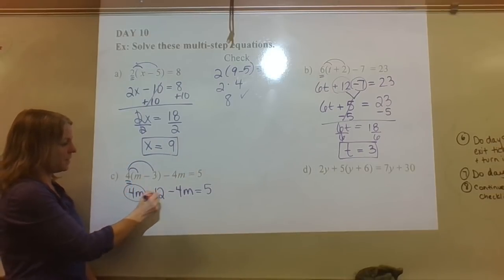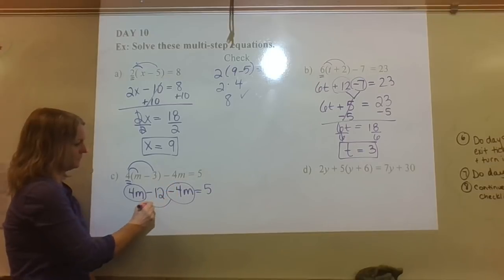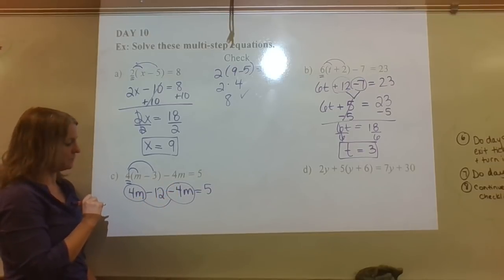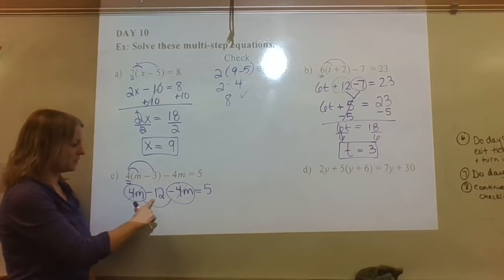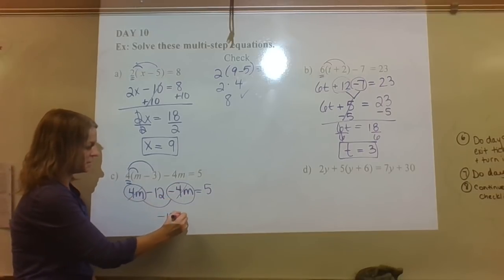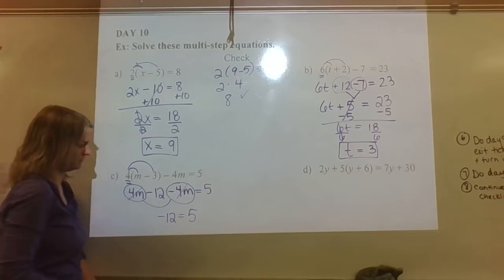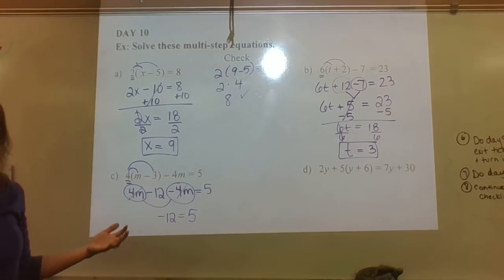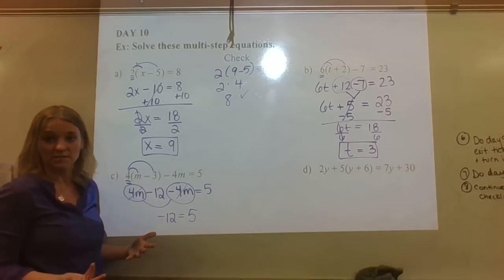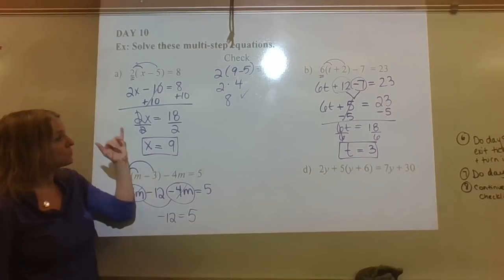On this one, our like terms would be the m's here. Notice it's 4m minus 4m. Well, what happens when we do 4m minus 4m? We're taking away everything. They make 0. So all I'm left with then is negative 12 equals 5 over there. Negative 12's left, 5's left. Uh-oh, I don't have any more m's, which means it has to be one of those special cases that we learned from the previous lesson.